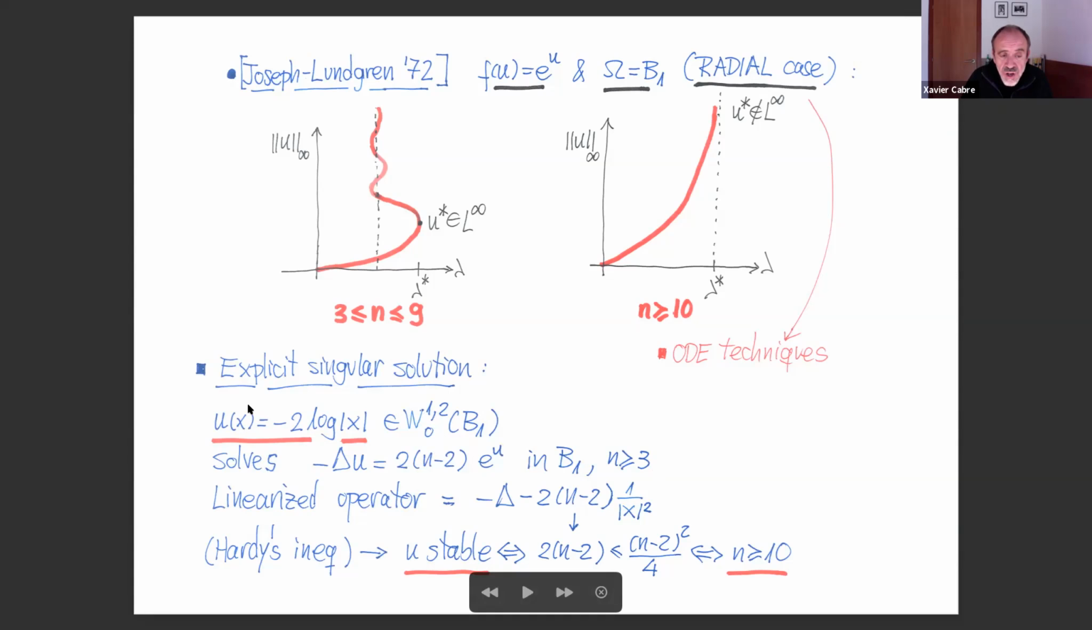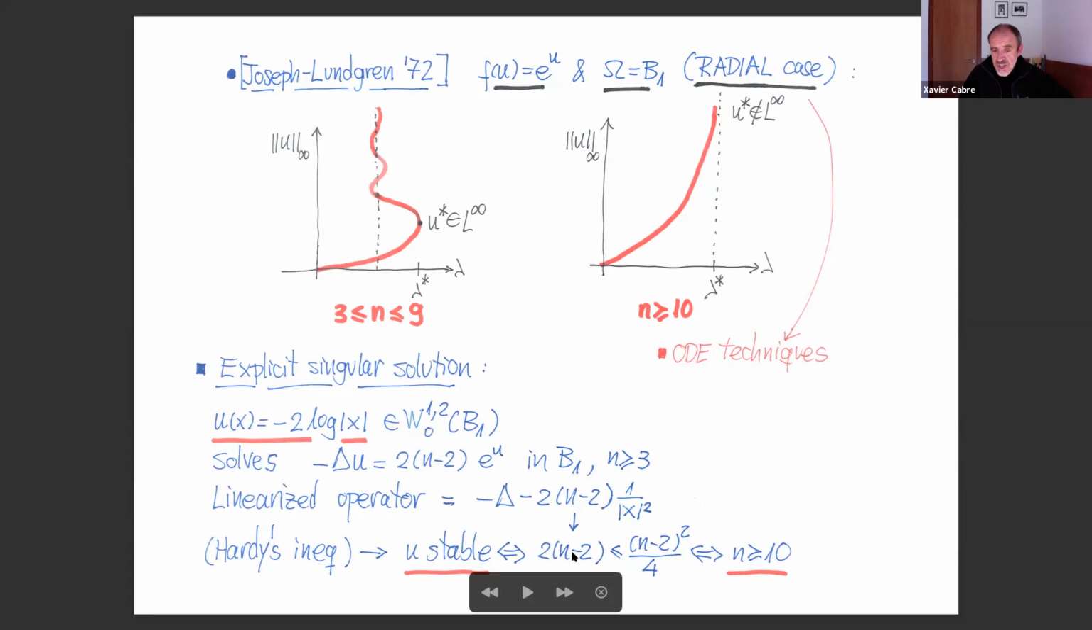Now you should look at its stability. Is it stable or not? Well, that's very simple. You make the linearized operator, it's minus Laplace. The derivative of the exponential is the exponential itself, and the exponential of u is 1 over x squared. And this is a very nice operator. It's a Hardy type operator, and therefore we know that this operator is coercive, or positive definite, if and only if this constant here, 2 times n minus 2, is less or equal than the Hardy constant.